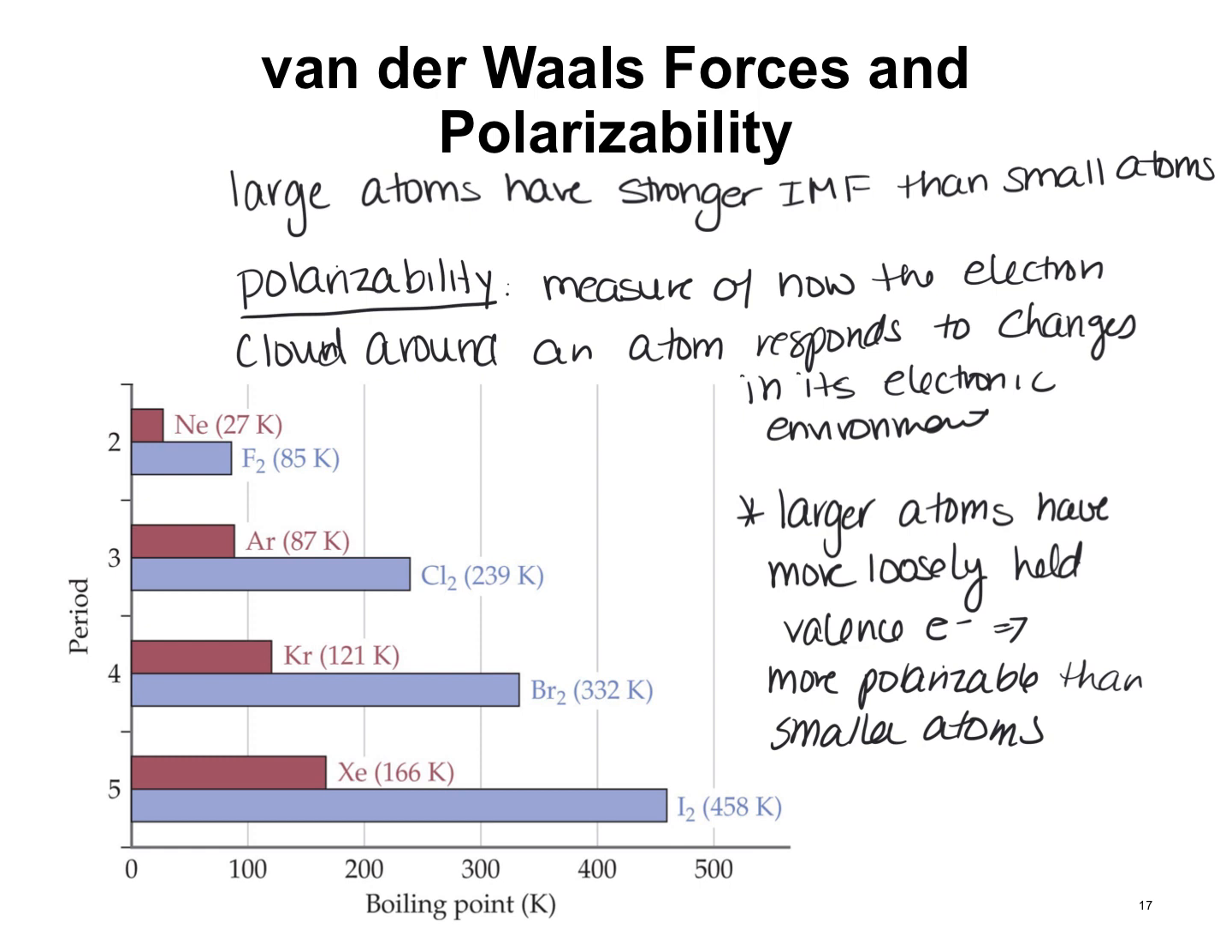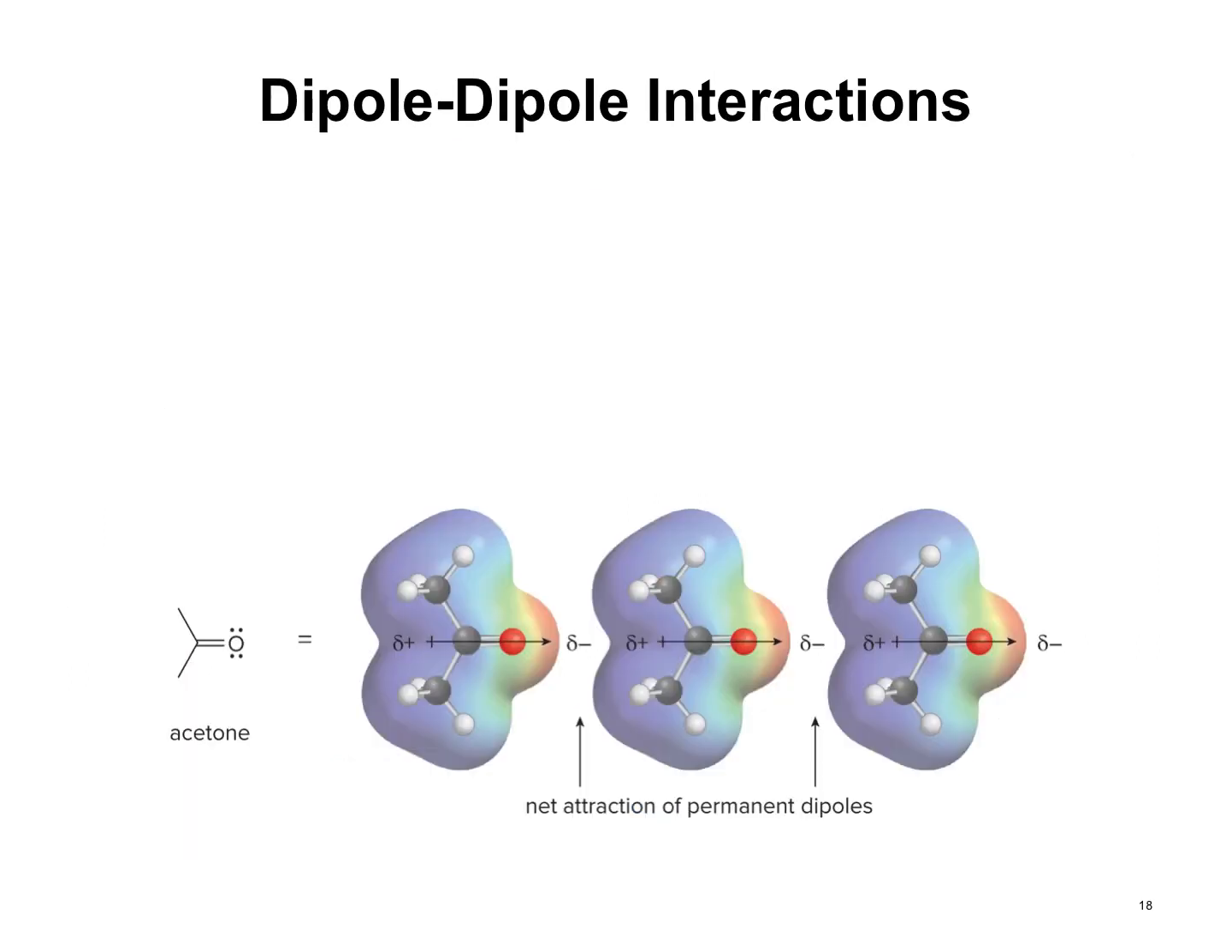Okay, so van der Waals forces, right? We see they increase with size and then they increase with surface area. And all molecules have them, and they're the weakest intermolecular force. They're the only intermolecular force that hydrocarbons have, okay? But we don't just have hydrocarbons in organic chemistry. We also have functional groups with heteroatoms. And so those molecules can have dipole-dipole interactions.